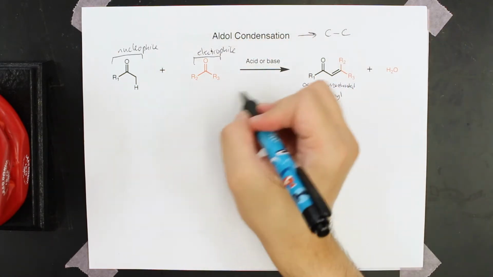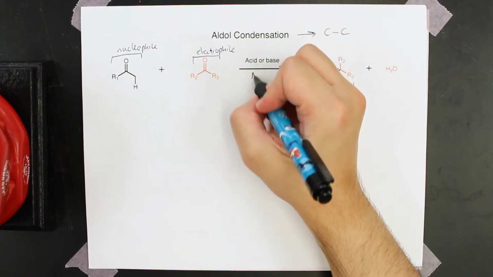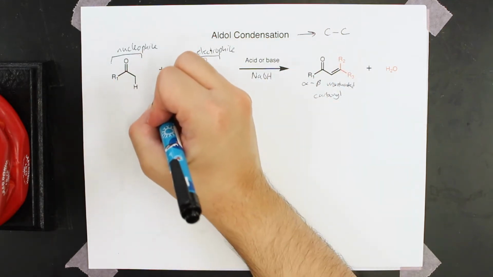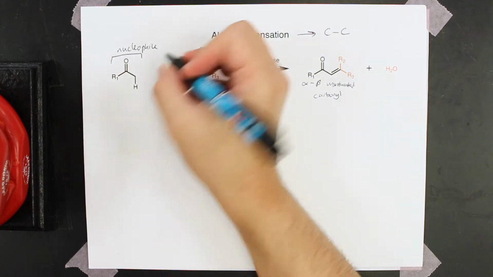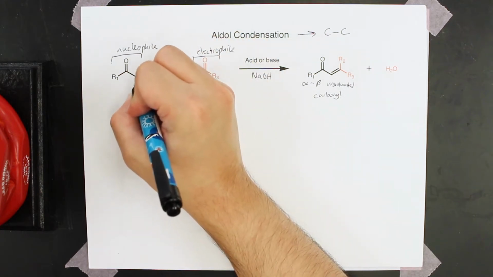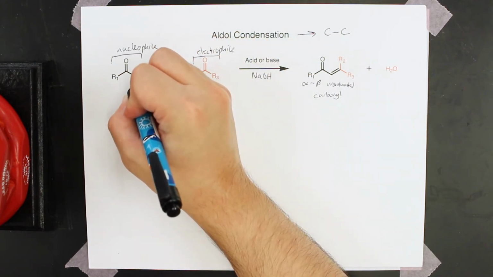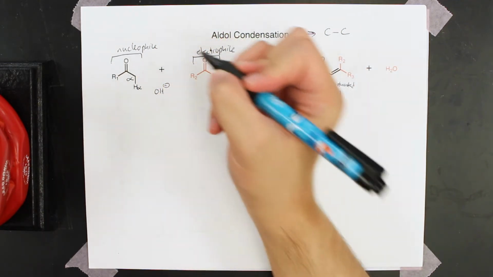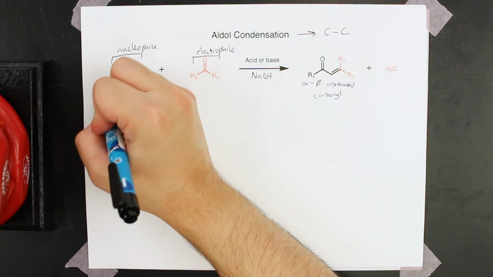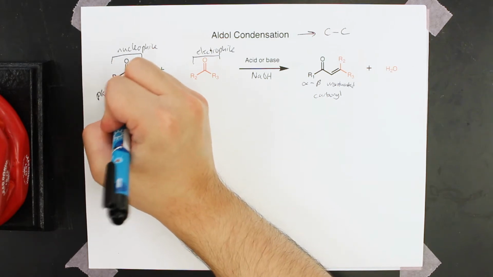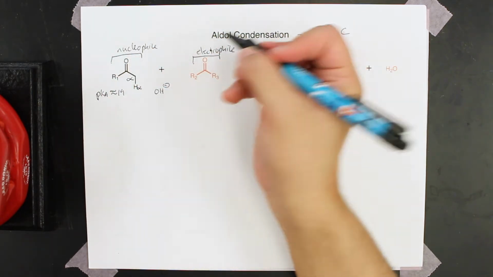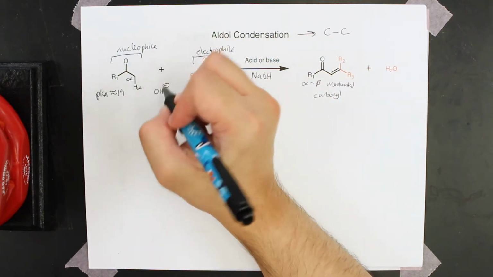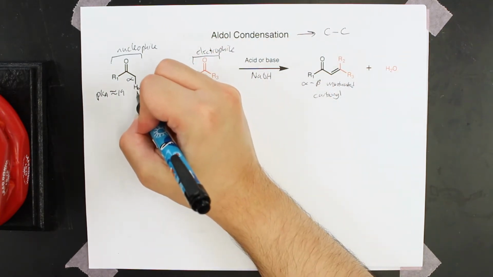Let's assume we perform this reaction under basic conditions, say sodium hydroxide. The first step is for hydroxide to deprotonate this alpha hydrogen. This position, one away from the carbonyl, is called the alpha position. These alpha protons are quite acidic. They have a pKa of around 19 compared to water, which is around 16, so not too far off. This is just acidic enough for OH to deprotonate it.